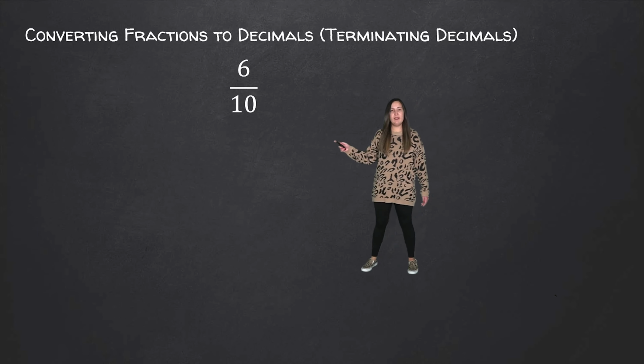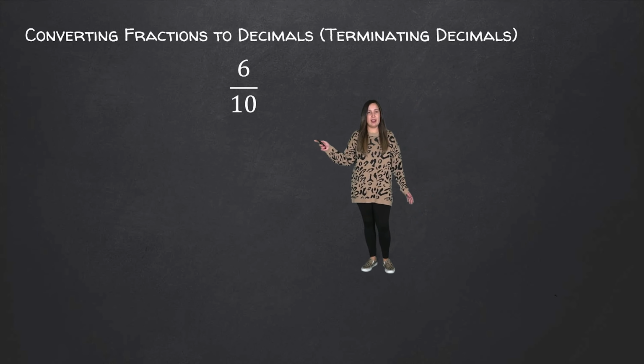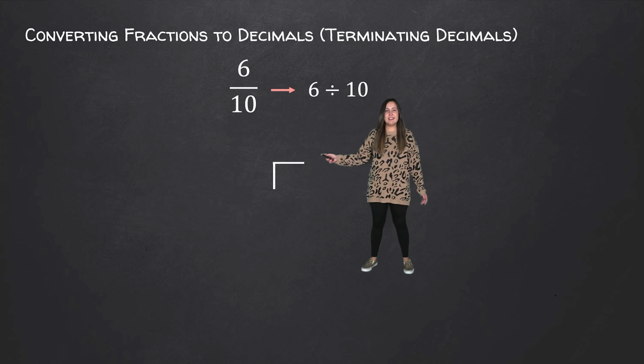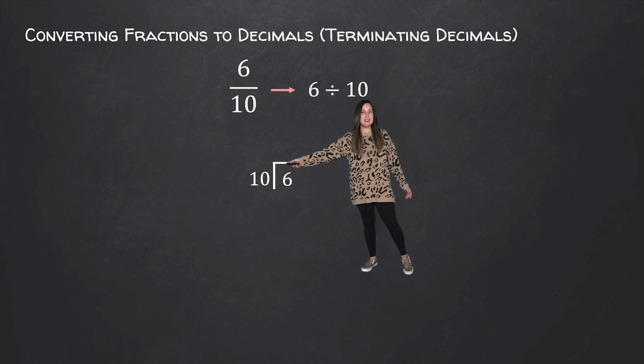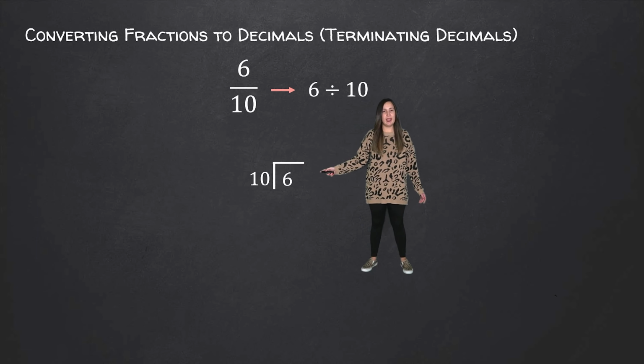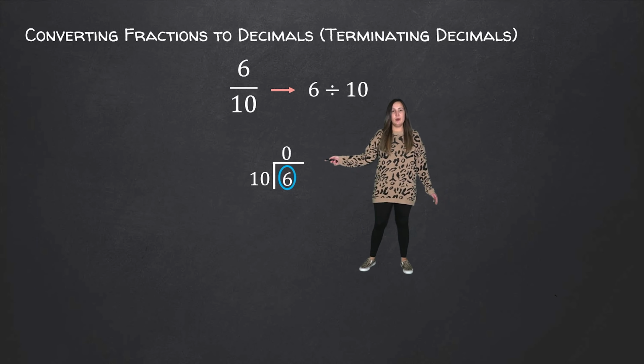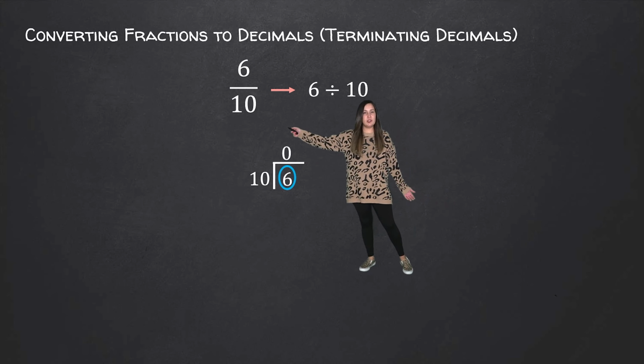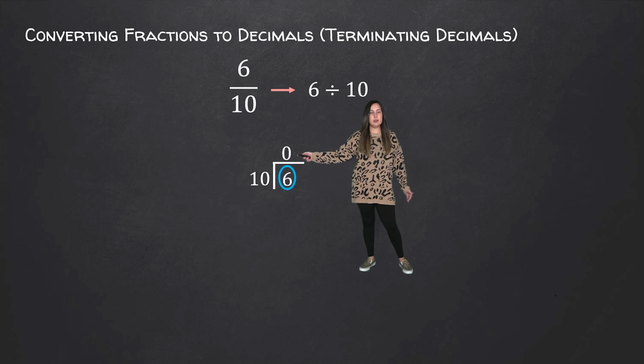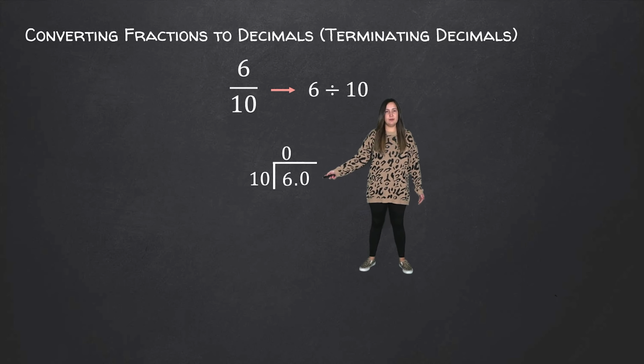All right, so here we have our final example. Here we have 6 over 10. We're going to rewrite that. So it's 6 divided by 10, where 6 is our dividend and 10 is our divisor. Okay, then we ask ourselves, how many times does 10 go into 6? Well, it doesn't, because 6 over 10 is smaller than a whole, so our value is going to be smaller than 1 whole. So add a decimal point after the 6 and add a 0.